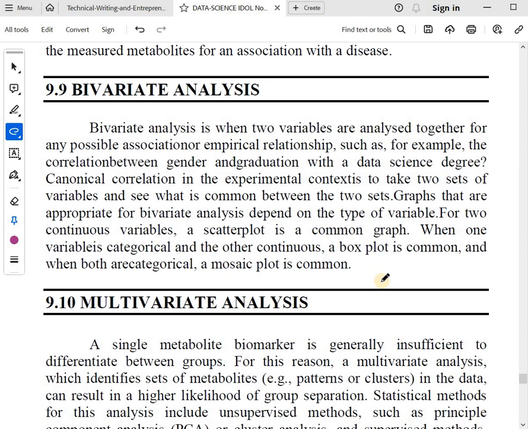There are different types of graphs that I can use to show the bivariate analysis. So अगर दोनों variables मेरे continuous है तो scatter plot यूज किया जा सकता है. जब एक variable categorical है and दूसरा variable continuous है तो box plot यूज किया जा सकता है. And if both variables are categorical, then there is a plot called as mosaic plot. You can just pronounce it on your own. Okay, so depending upon what type of variables you are dealing with, your graph will change.